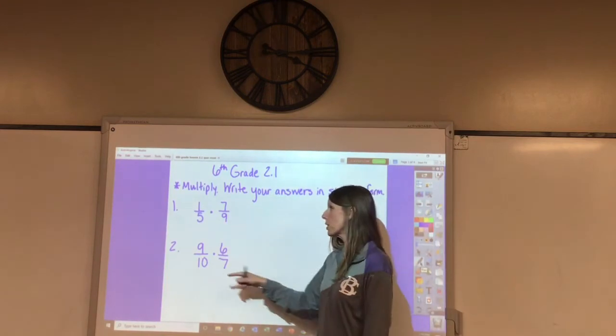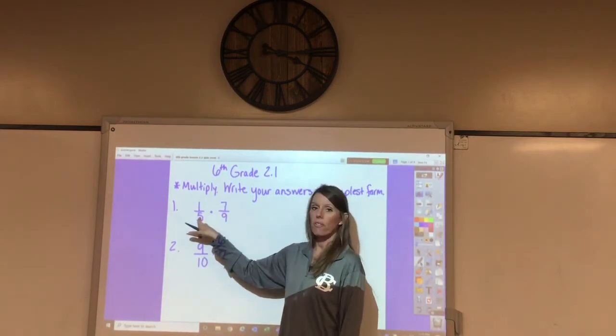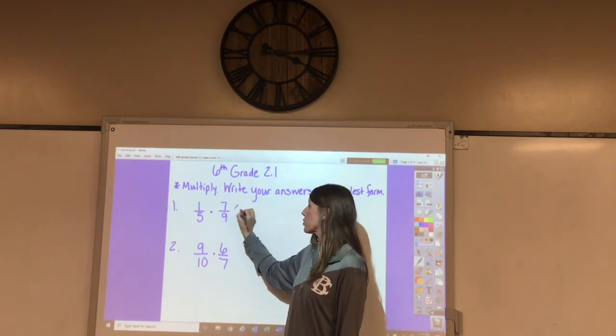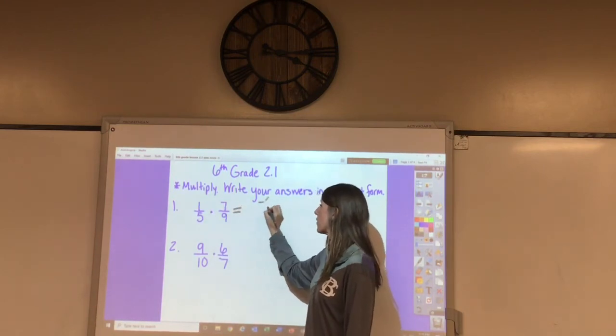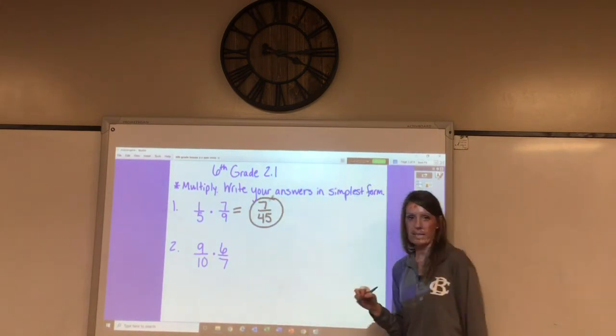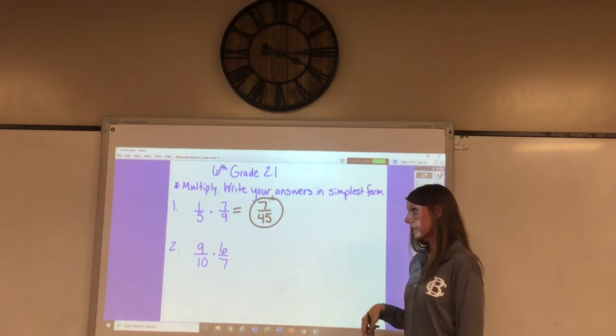So the first one, I look, there's nothing that can go into both 5 and 7, nothing that goes into 1 and 9 except 1, and that doesn't help us, so I just go across the top. 1 times 7 is 7. 5 times 9 is 45. 7 is prime, so there's nothing I can divide into it, so that's my answer. All right, let's look at number 2.